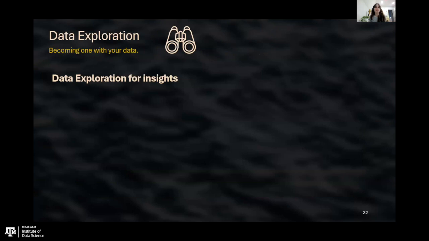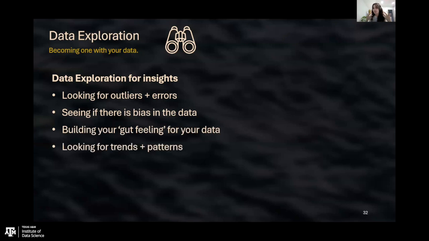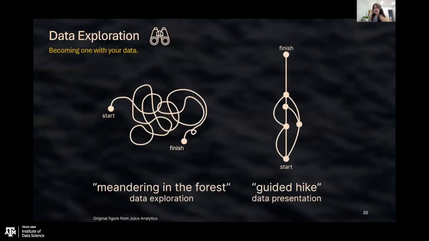Okay, so that's kind of like the precursor. It's still part of the data exploration process, but it's not really the fun part where you get to look for insights, where you're starting to think about what kind of questions you want to ask, right? So, looking for outliers and errors, that's of course what we talked about, seeing if there's bias in the data. Data cleaning is obviously part of data exploration, building your gut feeling for the data. But the fun part is looking for trends and patterns, and that's what we're going to be doing in the workbook. I liken data exploration to a meander in the forest.